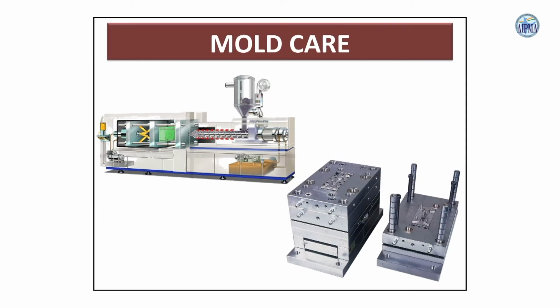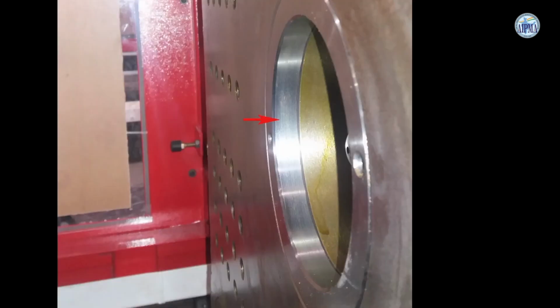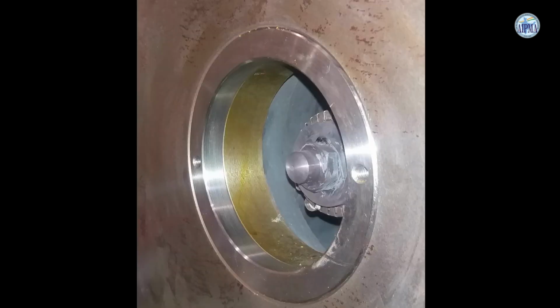Mold care. Please ensure that the selected mold for particular machine is covered 2/3 or 66% area between 4 tie bars. Ensure that mold is mounted on the machine with locating ring of appropriate size. Maintain clearance between locating ring OD and platen ID as per guidelines. Locating ring should not protrude from mold mounting face.